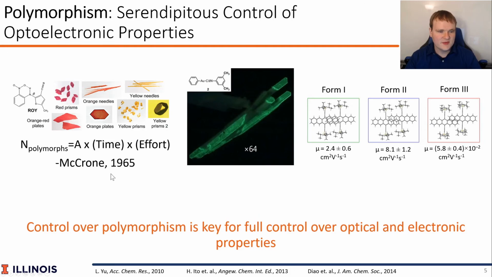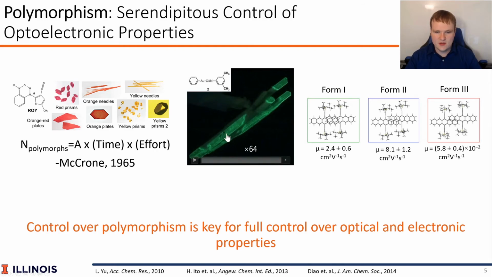And one of the unique aspects of organic electronics is they exhibit polymorphism, where a single molecule can exhibit multiple different crystal structures. And Maclean in 1965 famously said that the number of polymorphs is directly proportional to the amount of time and effort spent on that material. And we've seen that the crystal structure has an important impact on the optical and electronic properties.